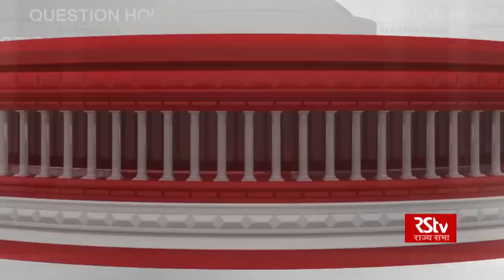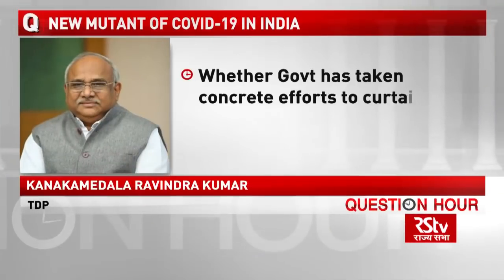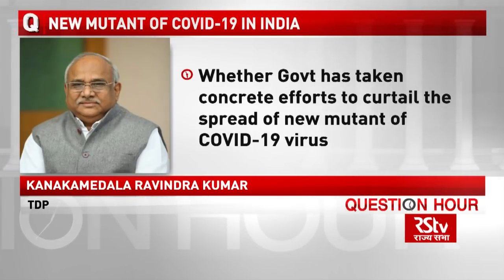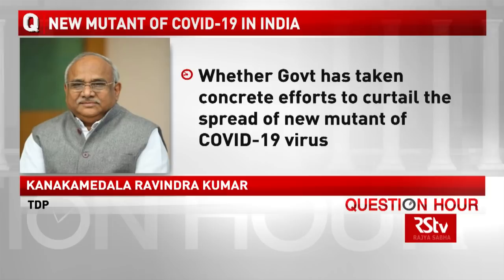Now moving on to the next question, which has been asked by member K. Ravindra Kumar, and this question is to the Ministry of Health and Family Welfare. The member has asked the government about the steps that it has taken to curb the spread of the new strain of COVID-19. Well, the new strain of COVID-19 has been a cause of concern in several countries as it's spreading fast. Of course, it's still under examination whether the severity of this new strain is much higher than the existing COVID-19. However, we are fortunate that it's not spreading as fast in India. The reply was given by Ashwini Kumar Chaubey, Minister of State for Health and Family Welfare.